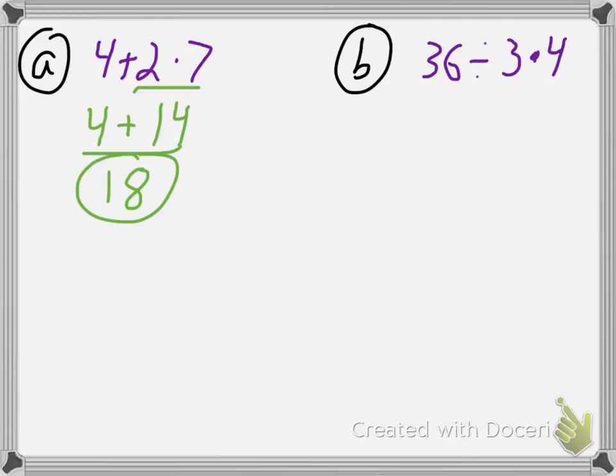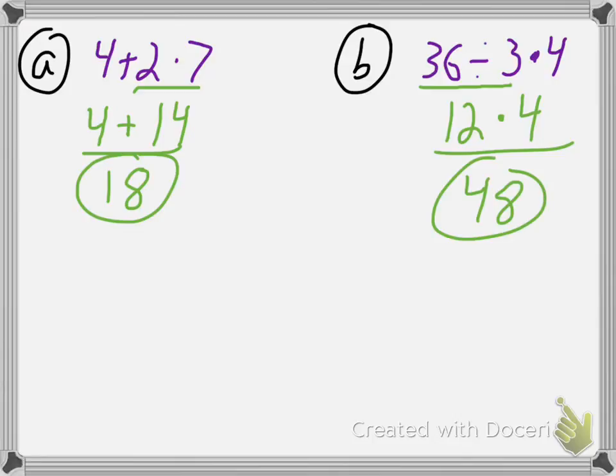Now when I'm going through and solving this, I only have division and multiplication. So I need to work from left to right. I'm going to do 36 divided by 3 first because I'm working from left to right. 36 divided by 3 is 12. I'm going to bring down everything I haven't used, my multiplication symbol and my 4. And now I have 12 times 4, which is 48. So my answer is 48 there.